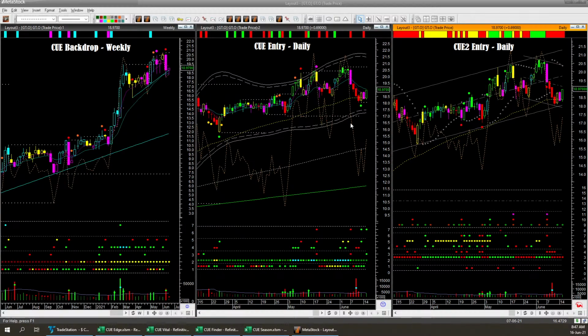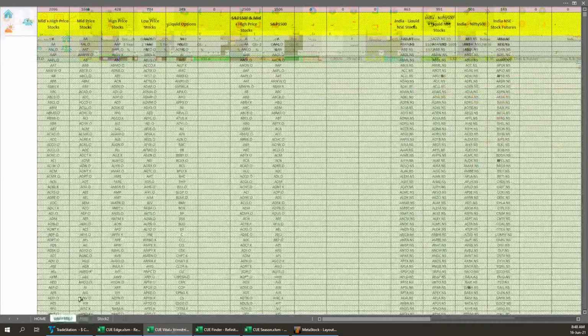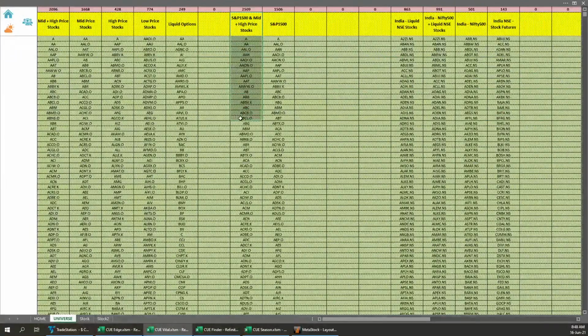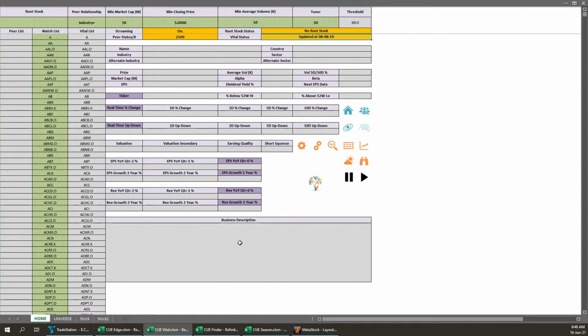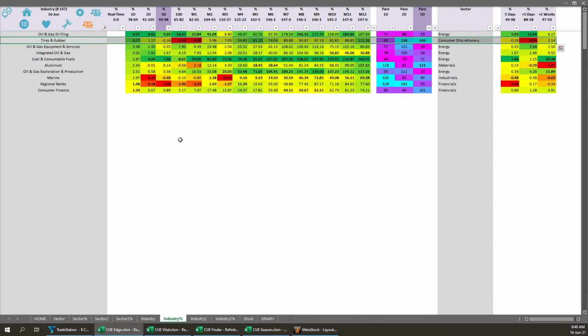That is how you may carry out top down analysis, one industry at a time that may be favored by certain traders, or multiple industries at a time. And instead of just looking at S&P 1500 stocks, you look at all the S&P 1500 plus mid and high price stocks. I suggest not going beyond that, not going to illiquid stocks, or too low price stocks. Let's carry out the same analysis for a few more industries.